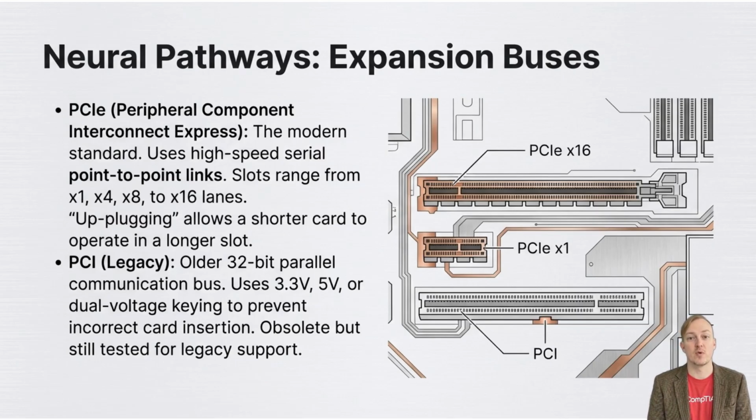Our neural pathways are the expansion buses. PCIe, or Peripheral Component Interconnect Express, is the modern standard, utilizing high-speed serial point-to-point links. Slots range from X1 all the way up to X16 lanes. Thanks to a feature called downplugging, you can safely put a shorter card into a longer slot. We also have the legacy PCI bus, an older 32-bit parallel standard that uses physical voltage keying to prevent incorrect card insertion, which you still need to know for legacy support.